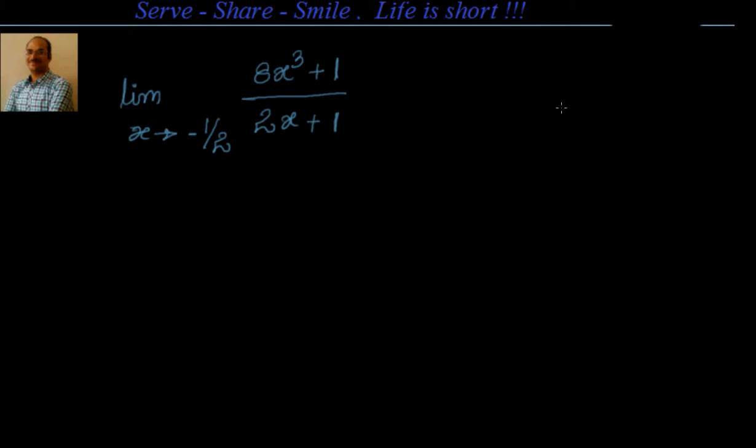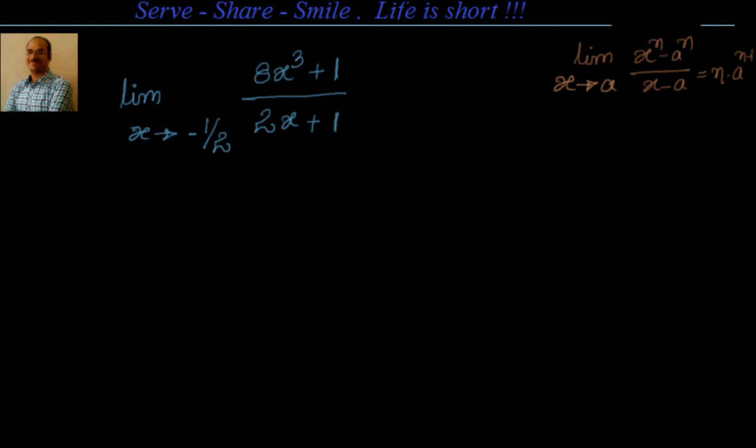Now the formula we know is, limit x tends to a of x to the power of n minus a to the power of n by x minus a is equal to n into a to the power of n minus 1. But in the problem we don't see minus, we see plus. So I have to somehow convert this into this particular format, x to the power of n minus a to the power of n by x minus a.